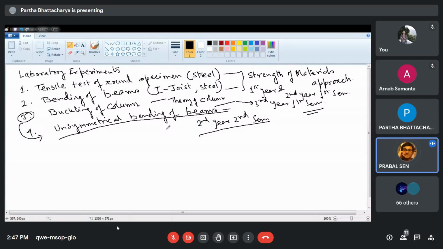Yes, Indrajit sir will teach us the deflection of beams part. He will start the chapter. Okay, I will then ask him, if possible, in another 1 month's time, if he is able to give you the lessons on unsymmetrical bending of beams, then it will be easier for us to perform the experiment.